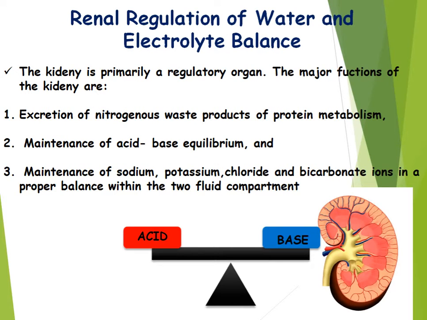Next is the regulation of water and electrolyte balance, in which the kidney is the primary regulatory organ. The major functions of the kidney are: first, the excretion of nitrogenous waste products of protein metabolism; second, the maintenance of acid-base equilibrium; and third, the maintenance of sodium, potassium, chloride and bicarbonate ions in proper balance within the two fluid compartments. These are the functions of the kidneys.